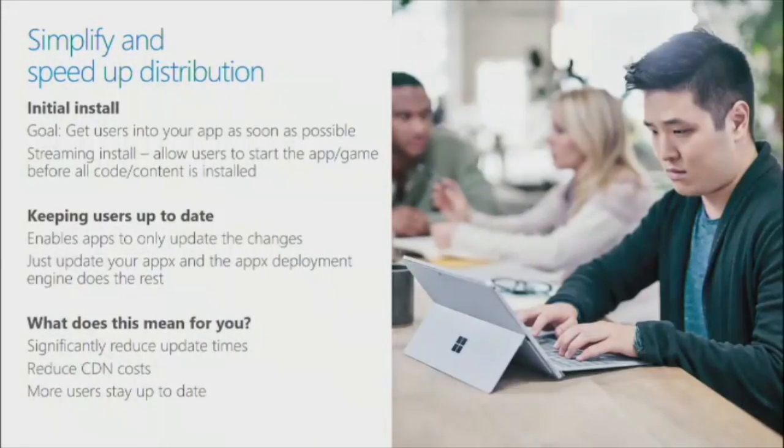But once they're in your app, you want to keep them there. You want to keep them up to date. You want to provide them new features. You want to provide bug fixes. And one of the kind of least known features of UWP is our ability to do differential updates. So we'll show you this in a demo in a moment. But really, this provides you with a huge saving. Think about your CDN costs. If all you're updating is a 64K DLL and your application is 100 megabytes, why should you have to download the 100 megabytes of app again?